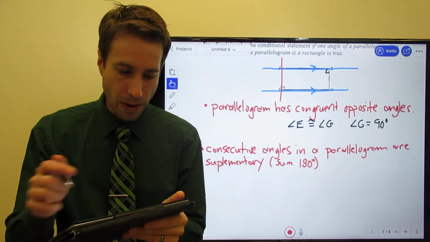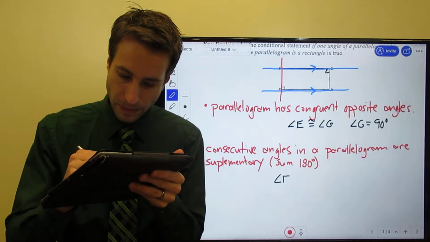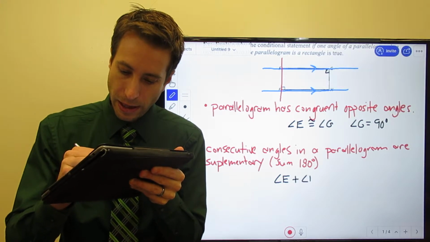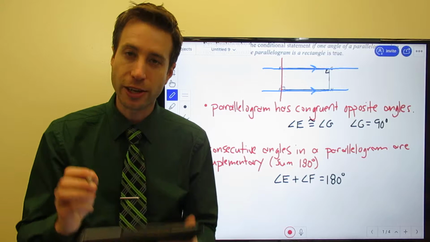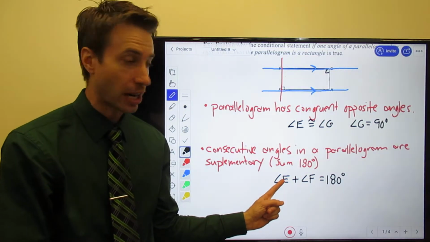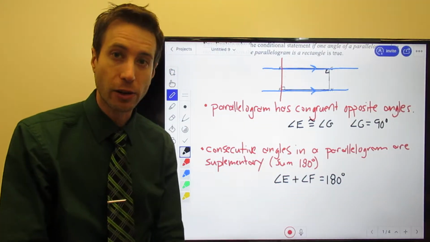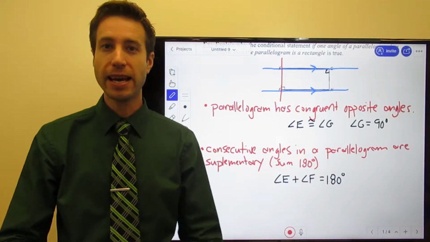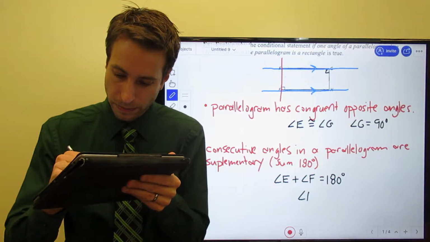I now know that angle E plus angle F have to sum to 180 degrees. They have to be supplementary. Well, that means if angle E, which I already know is 90 degrees, what does angle F have to be? Yeah, angle F has to be 90 degrees. It has to.